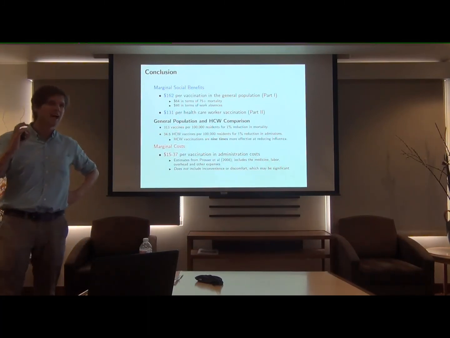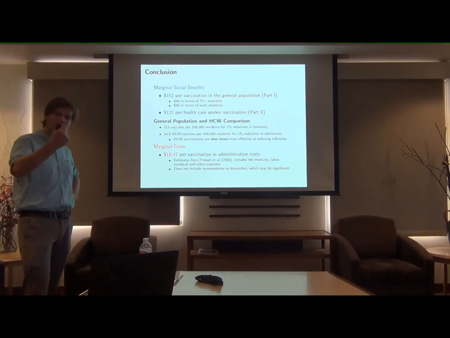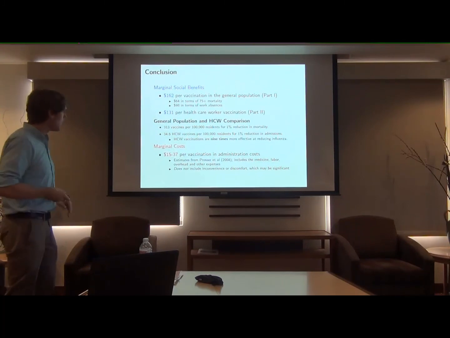All right, so what I'm going to do is ask how many vaccinations in a population of 100,000 people would be required to achieve a 1% reduction in either mortality or hospital admissions. Now I have to assume that influenza-related mortality and hospital admissions are going to be proportional to each other for this to be valid. A strong assumption, but I think not totally crazy.